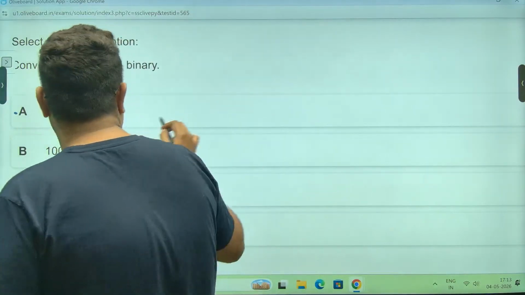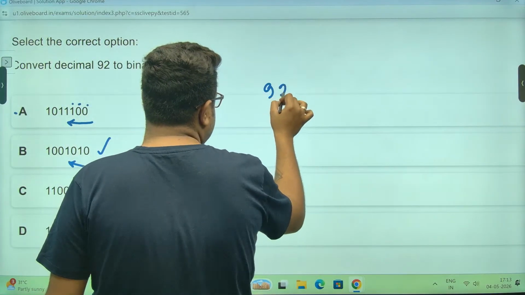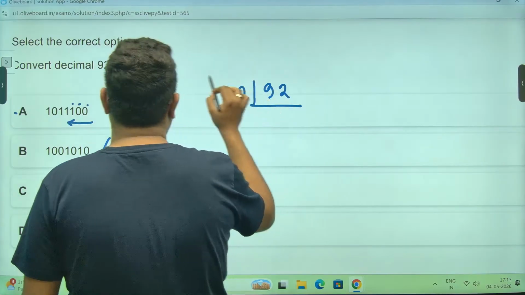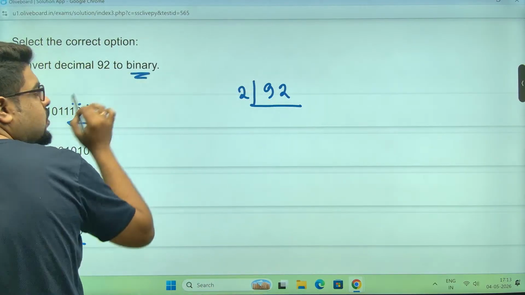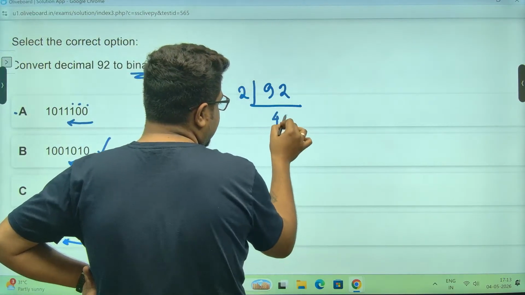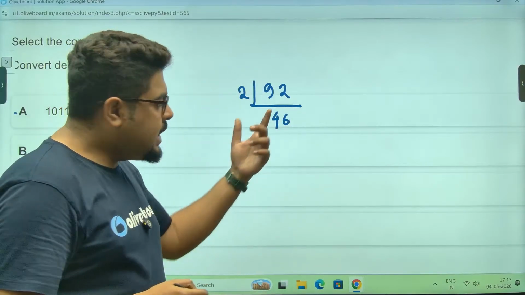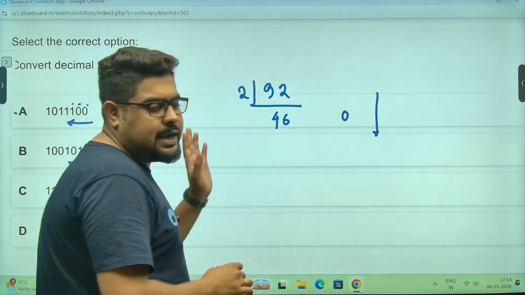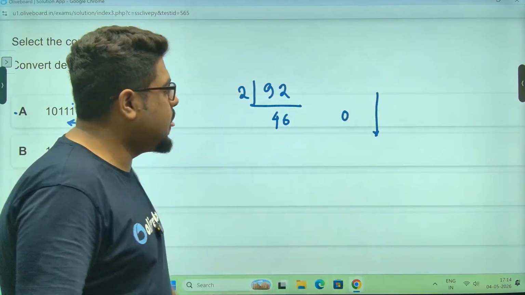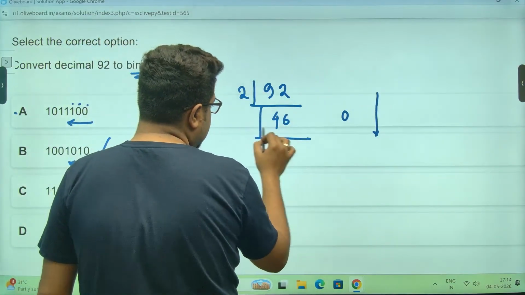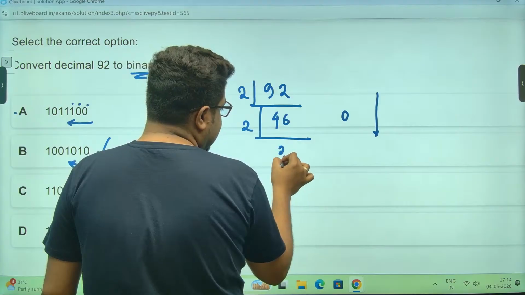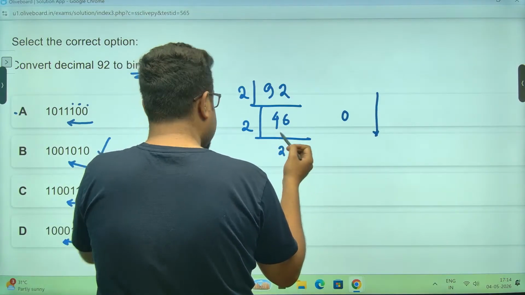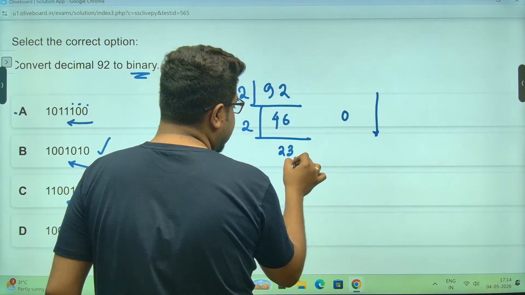So 92, how do we convert it into binary? Divide by 2, because binary means the base is 2. This is 46, and whatever the remainder is, you write it here. That is how you start writing. This will be the rightmost, the unit digit. Next is 23. Today I'm doing very bad calculations.